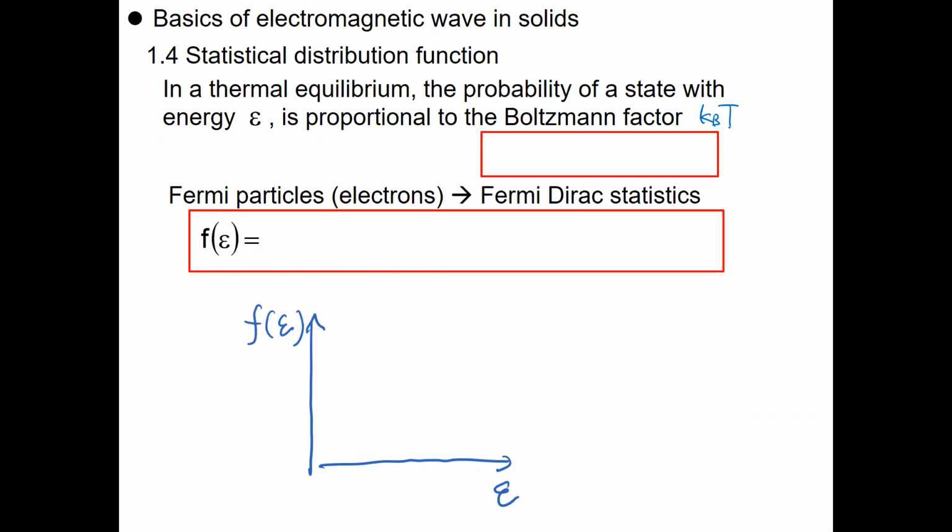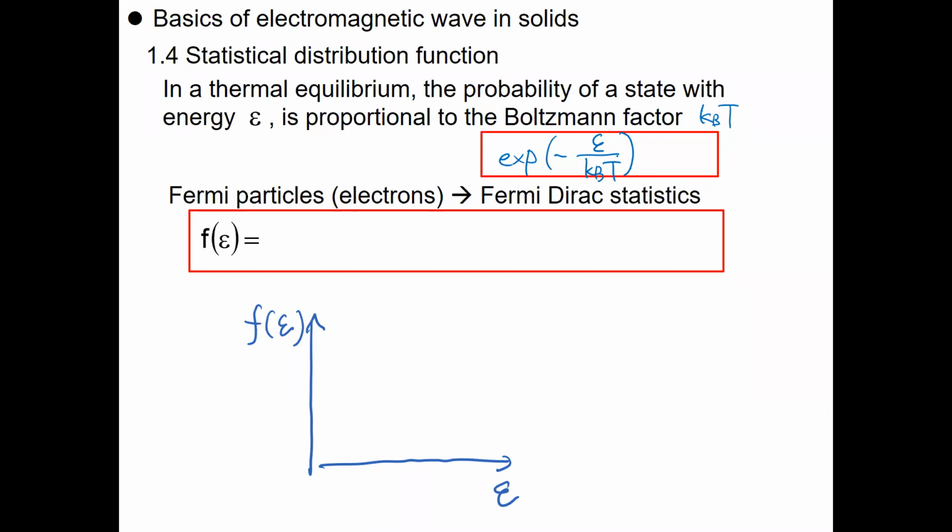In this case, the probability of the state is always proportional to exponential of minus epsilon over kBT. This exponential factor is a ratio between the energy of the state and the thermal energy. And this is it.